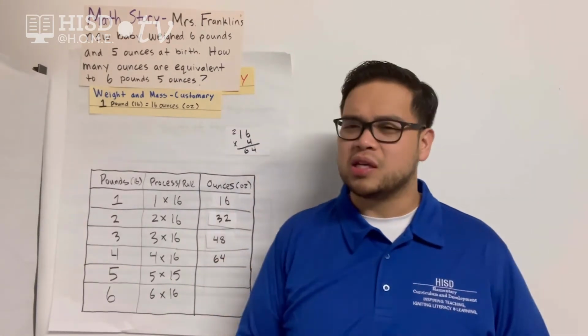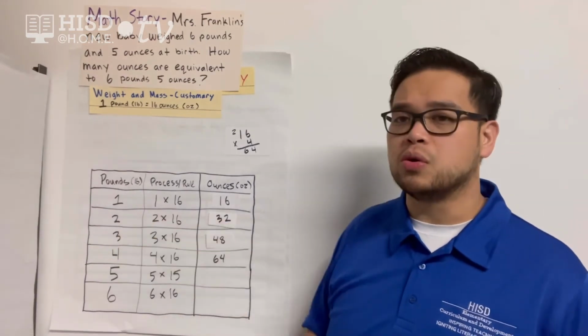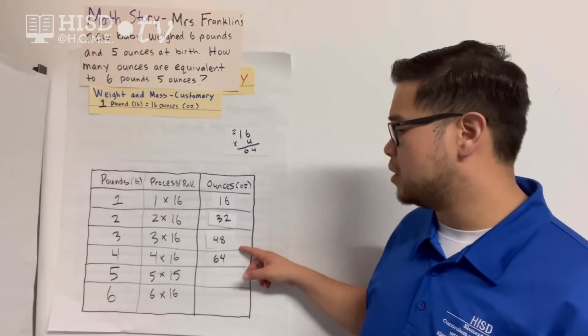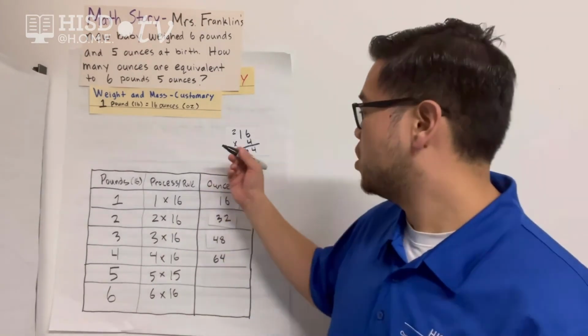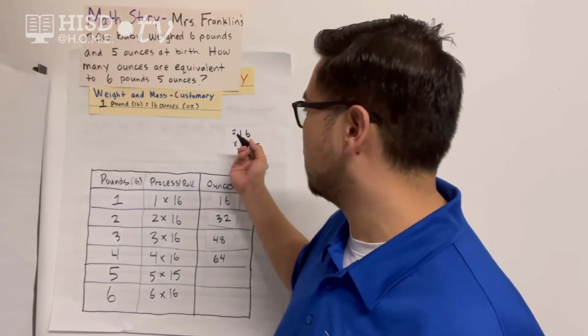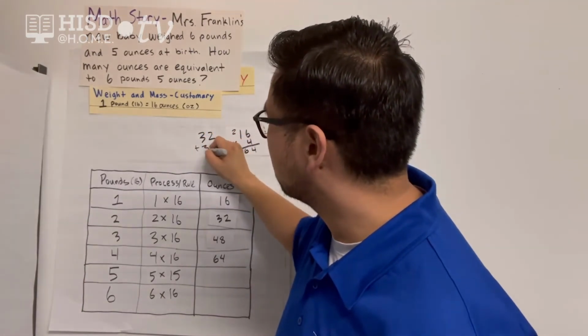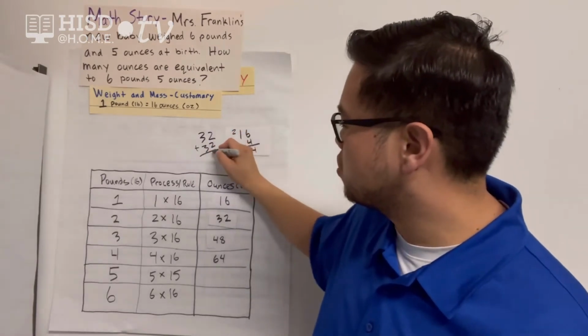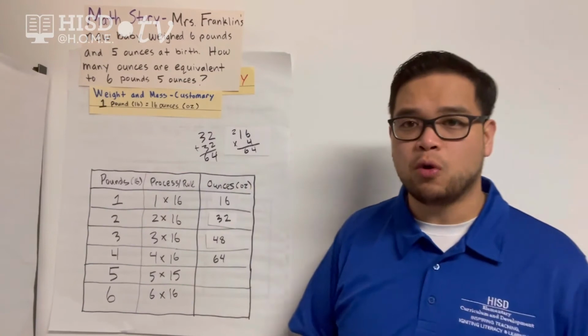And one other thing, some of you may not have noticed this, but 4 is double 2. So another way to solve this problem is we can just double 32. If we double 32, it would have given us 64. And let me double check that real quick. 32 plus 32. 2 plus 2 is 4. 3 plus 3 is 6. What do you know? 64.